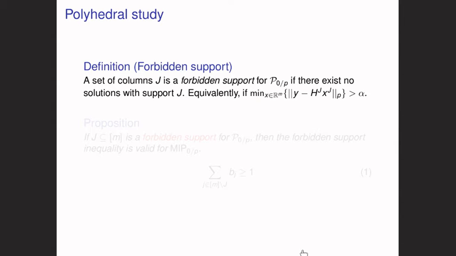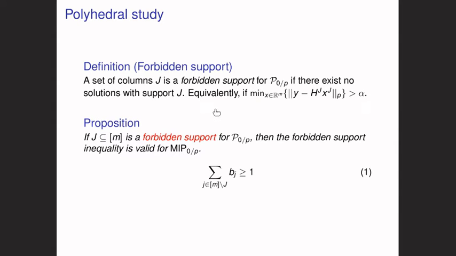In these terms, we started studying these polytopes, and we first found this maybe straightforward inequality, which is a valid inequality for this formulation. It says the following: if you have a set J which is a forbidden support, so that we restrict only to columns from J, then you won't get any feasible solution. So this should happen: at least one of the columns outside this set should be selected in the solution.